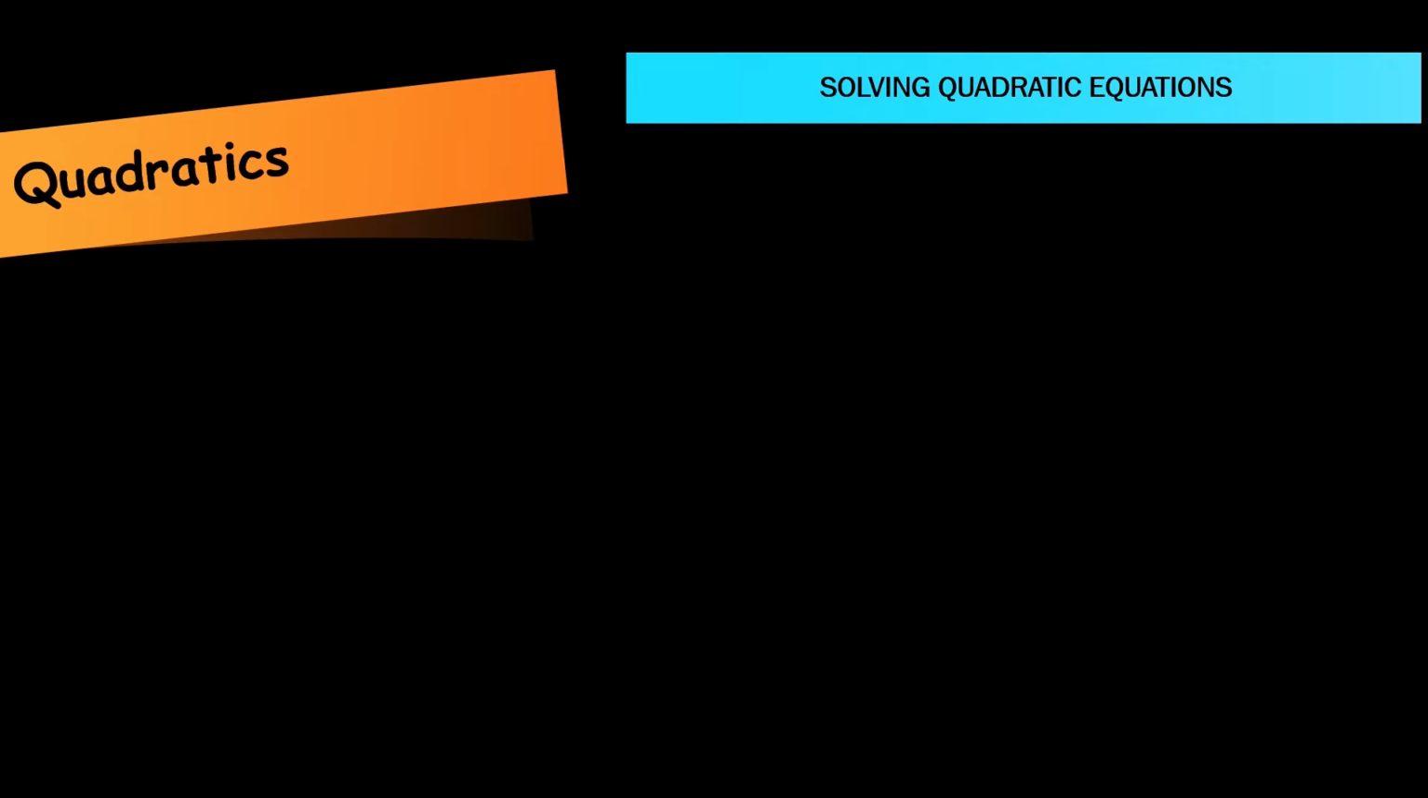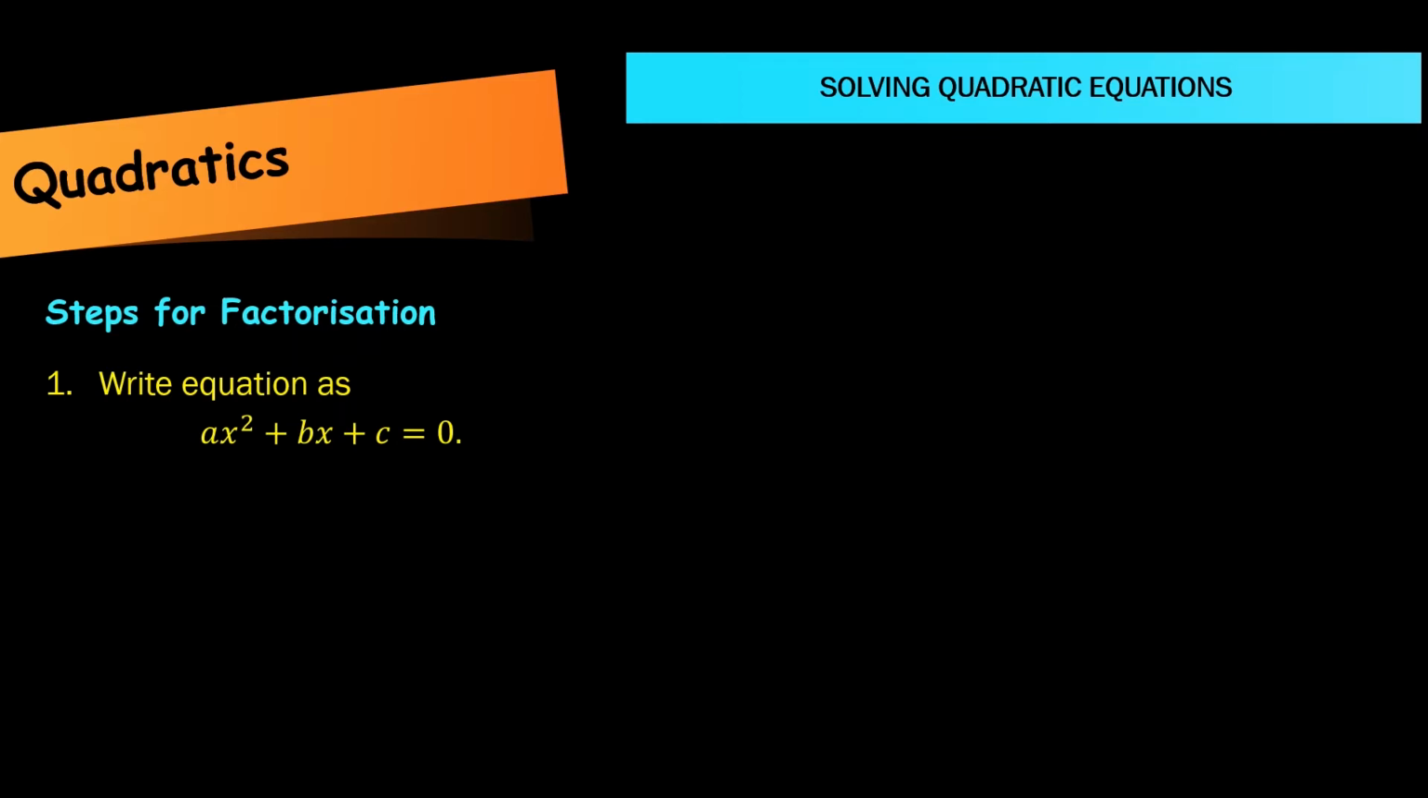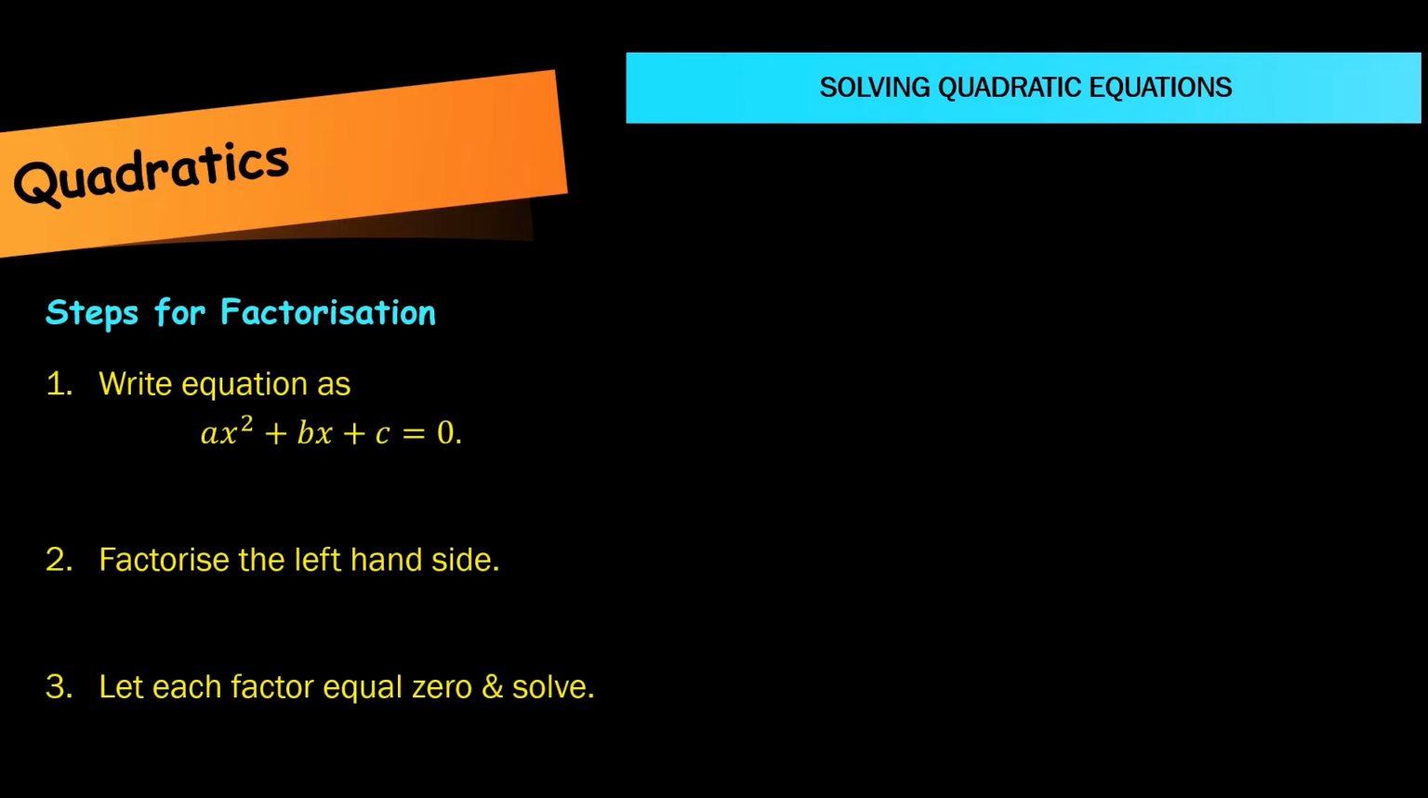Before we look at the first exercise, let's have a quick overview of the steps for factorisation. So firstly, we write the equation as ax squared plus bx plus c equals 0, then factorise the left-hand side, and finally let each factor equal 0 and solve. So let's have a go at the first exercise. Solve x squared equals 25.